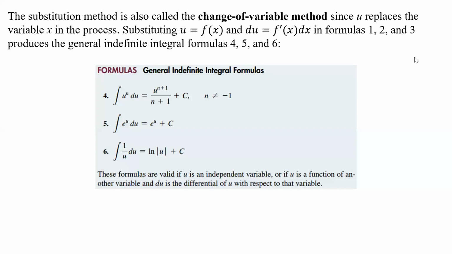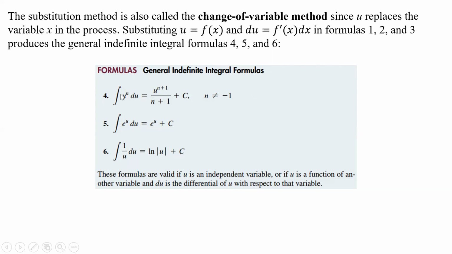All right. So the substitution method is also called the change of variable method. And again, now we're going to start using u, and that's usually what I use. Or you could use a w or whatever, but you're changing one variable for another variable. So now we're going to replace the variable x in our process with u. So if we substitute u for f of x and du is f prime of x dx, then we get the following things.